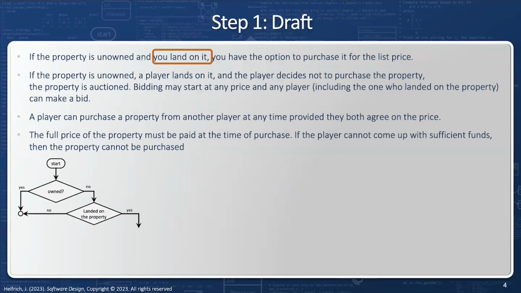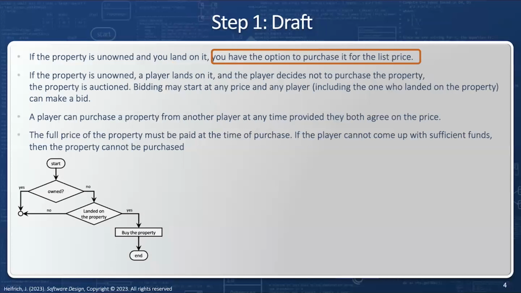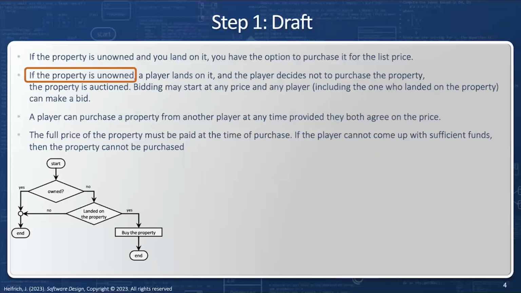Did I land on it? Yes or no. Then I have the option to purchase for the list price. So I could buy the property or not. Okay, so that requirement I've kind of got captured. I might want to reorder things, but for now I got it down. Then the next one, if the property is unowned, is it owned?